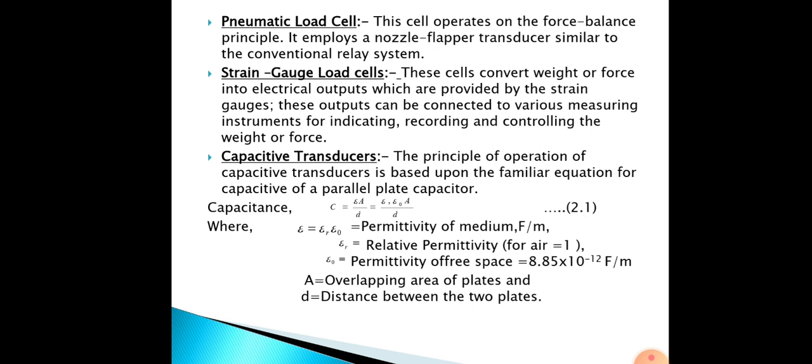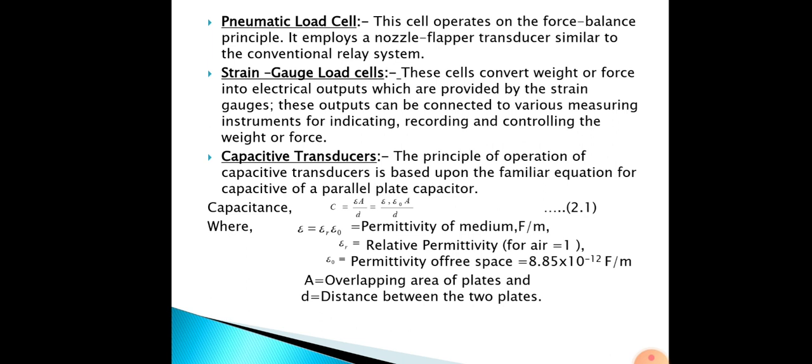The next one is strain gauge load cells. These cells convert weight or force into electrical outputs, which are provided by the strain gauge. These outputs can be connected to various measurement instruments, and we will get the readings.